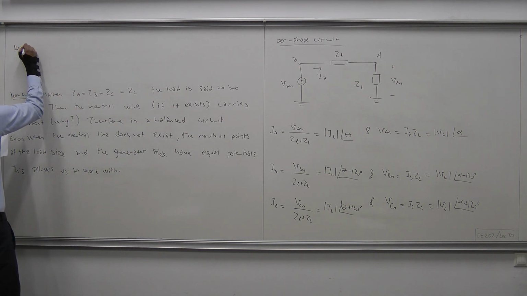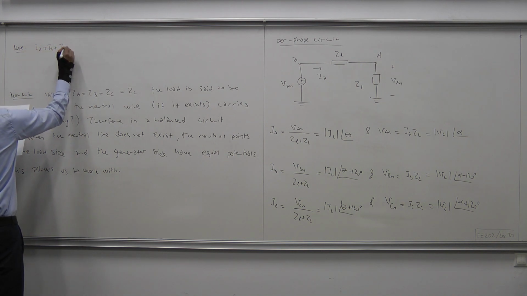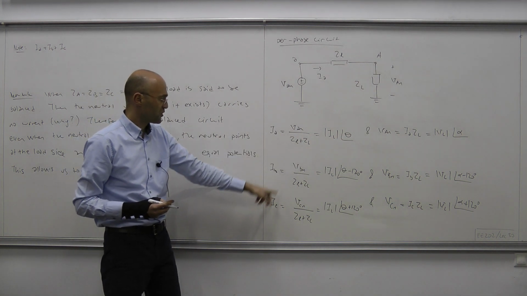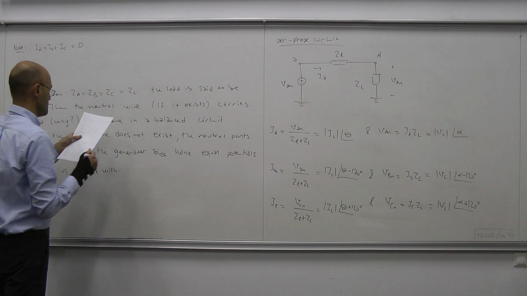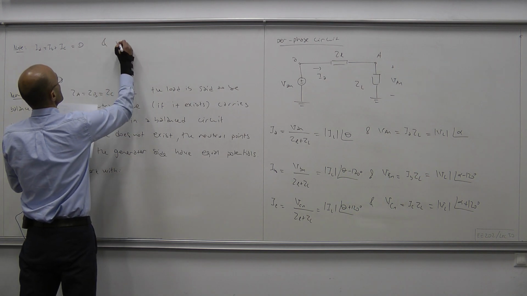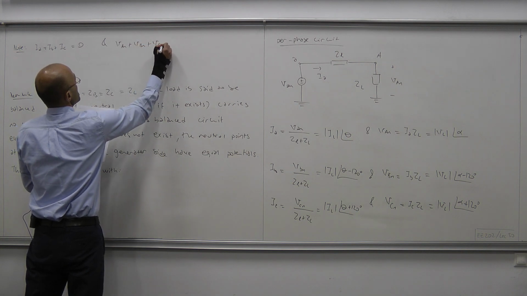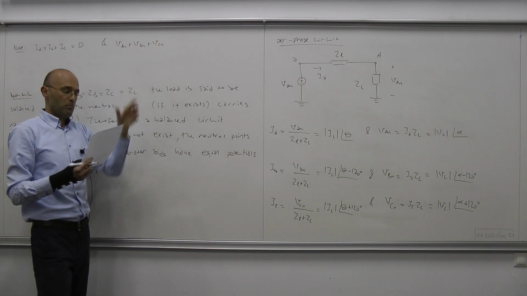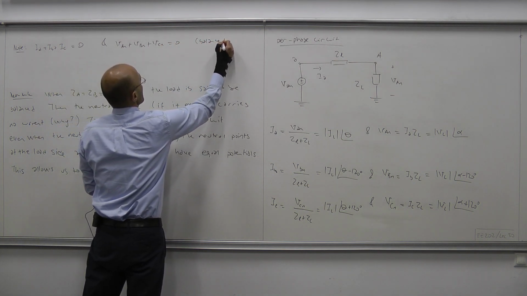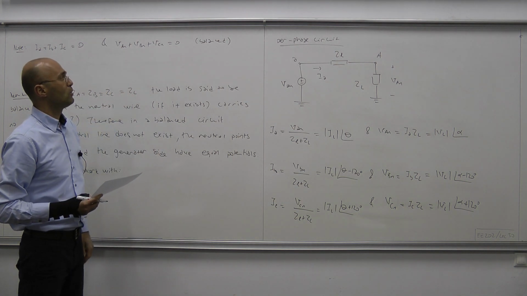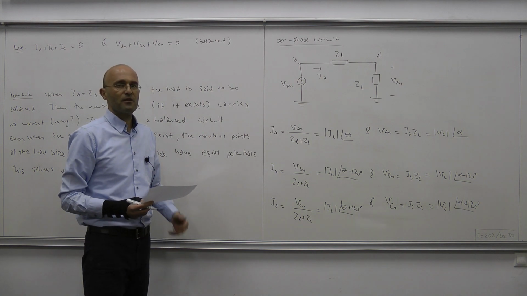Note that IA plus IB plus IC is a balanced triple, therefore their sum equals 0. And likewise, VAN plus VBN plus VCN. They make a balanced triple, therefore the sum is 0. Okay, and that's all due to the fact that our circuit is a balanced three-phase circuit.